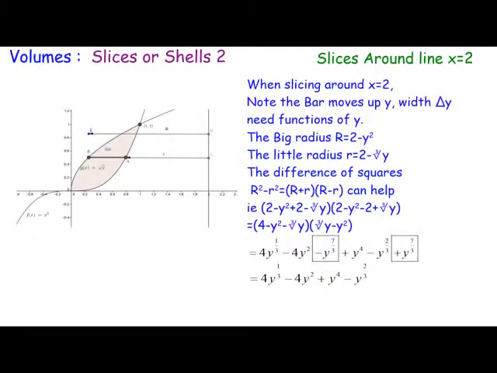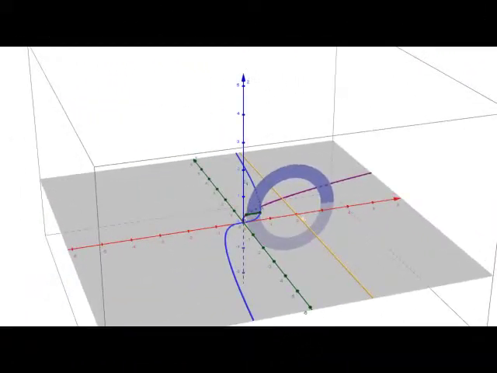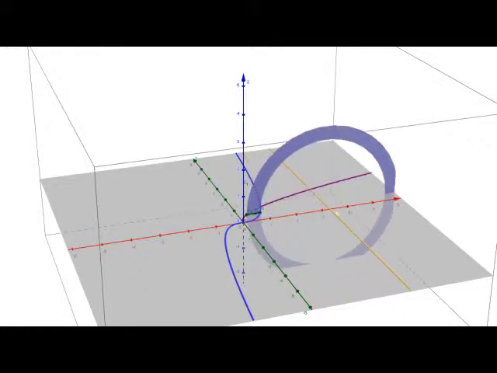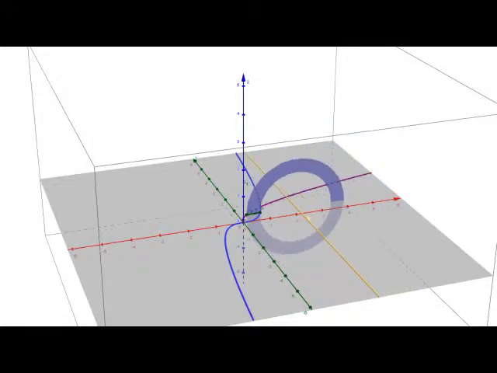Okay, now we're going to do a slice around the line x equals 2. This is obviously the other direction. Let's have a quick look at the slice around x equals 2. We're now looking at the slice around the line x equals 2. I'll just move that line to show you, and I'll try and get that on 2.